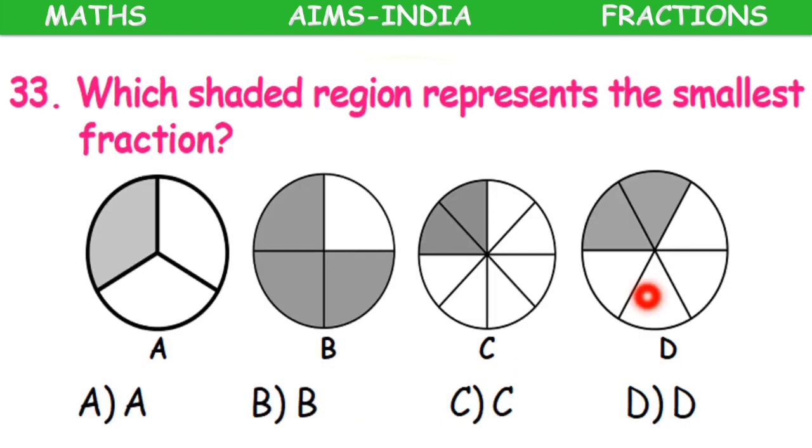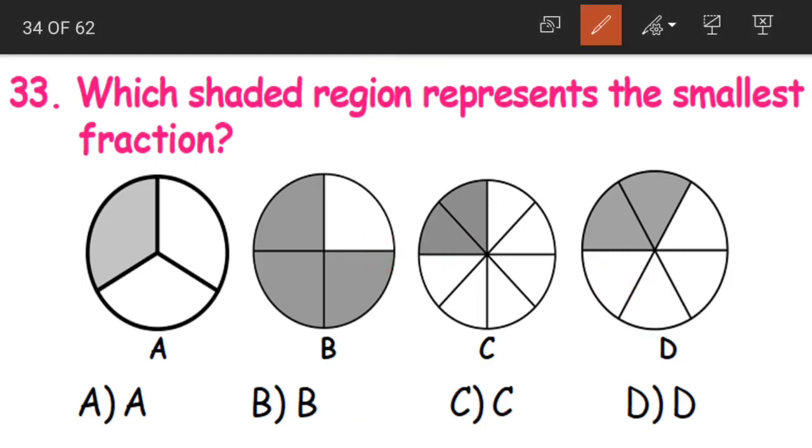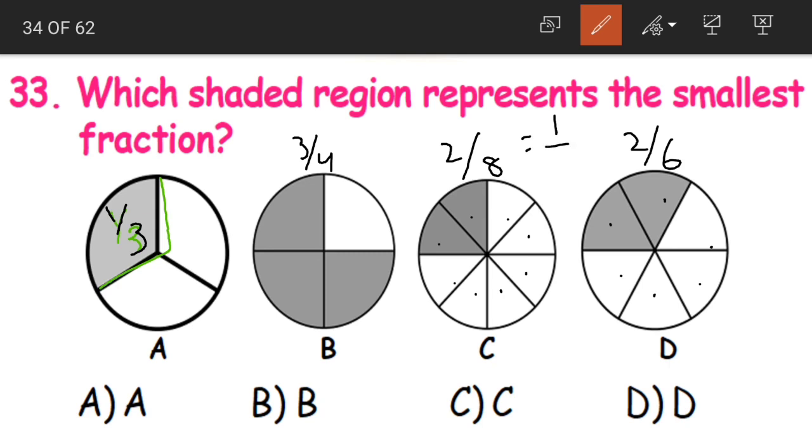Next, which shaded region represents the smallest fraction? Okay. Now what is this? This is 3/4. Yes or no? And this is 1, 2, 3, 4, 5, 6, 7, 8. This is 2/8. And this is 1, 2, 3, 4, 5, 6. 2/6. Now if we find out the equivalent fractions, what children? This will be 1/4 and this would be 1/3, dividing it by 2 on both sides.